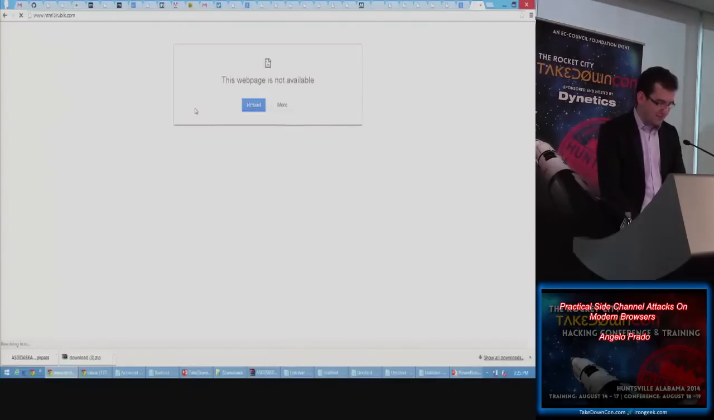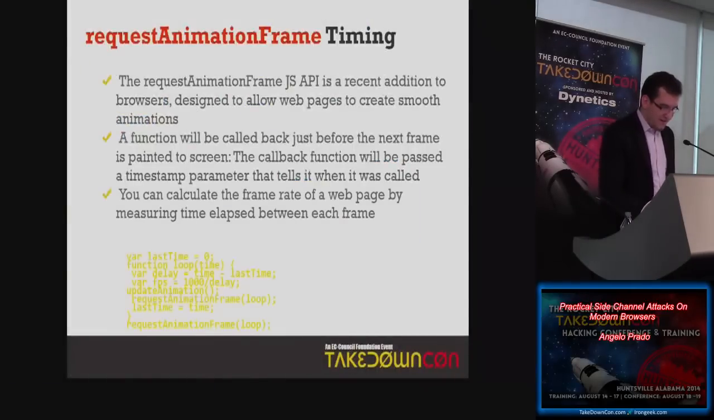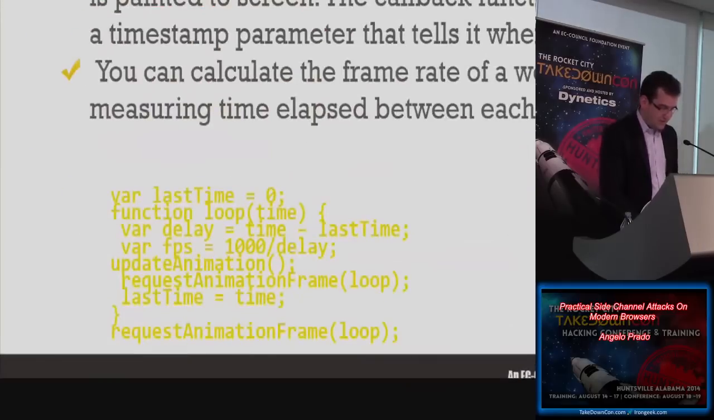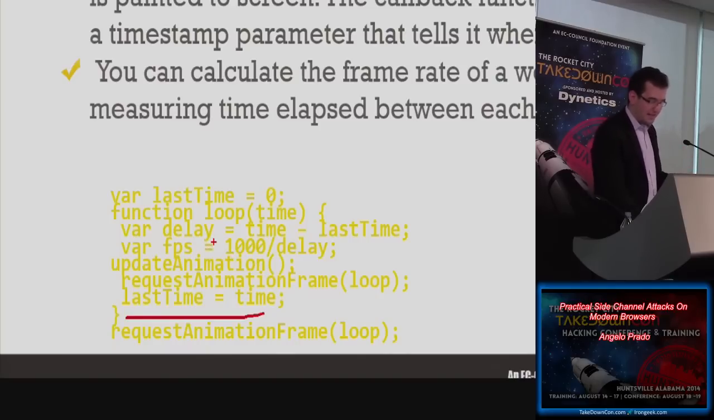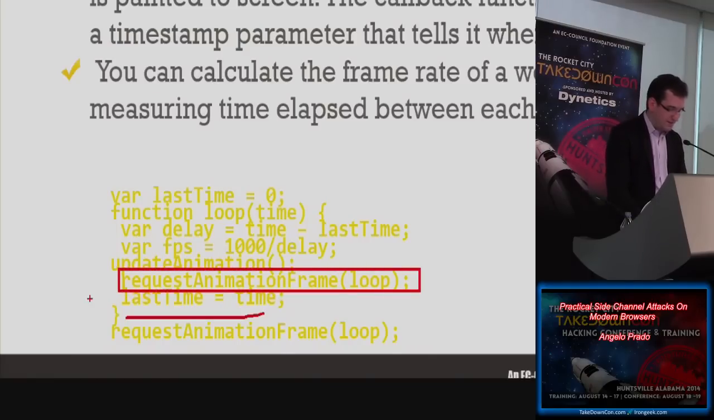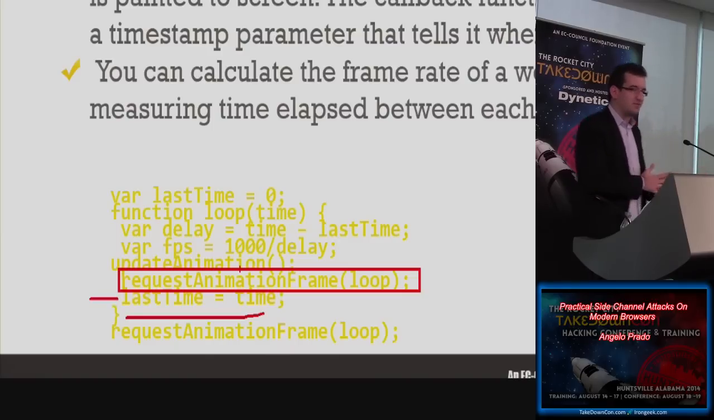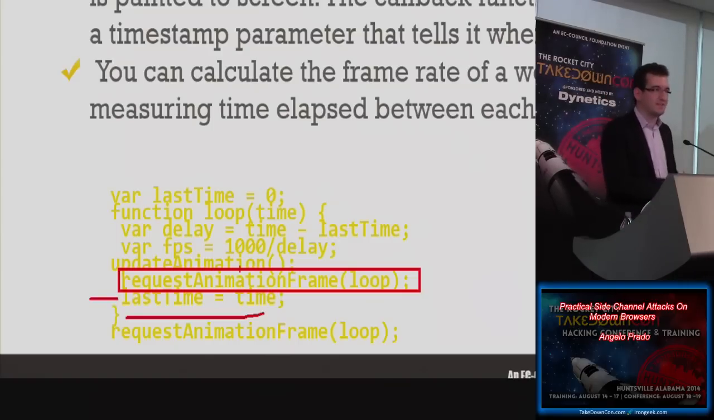I wanted to show you an example, like an HTML5 Rubik's Cube. This is how you do it. You basically go like loop. Here's the delay, here's the frames per second, update animation, requestAnimationFrame loop, last time equals time. You will know the delay will be updated because after you request the frame, requestAnimationFrame is going to block you, and when the frame is rendered, last time is going to be updated.